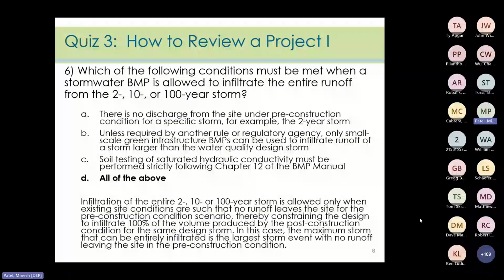And the answers for B and C paraphrase what is found in the rules. Only small-scale GI BMPs can be used to infiltrate runoff of a storm larger than the water quality design storm, unless required by another rule or agency. And soil testing of saturated hydraulic conductivity must be performed strictly following Chapter 12 of the BMP manual.